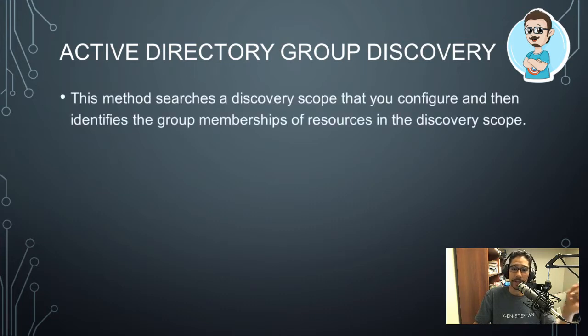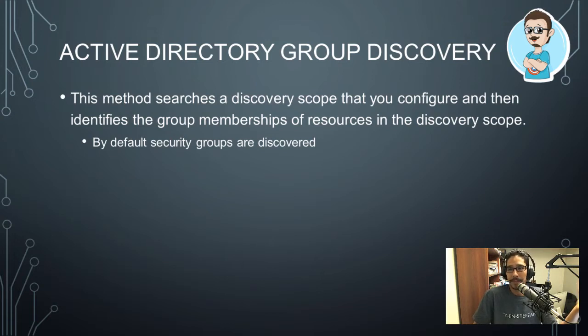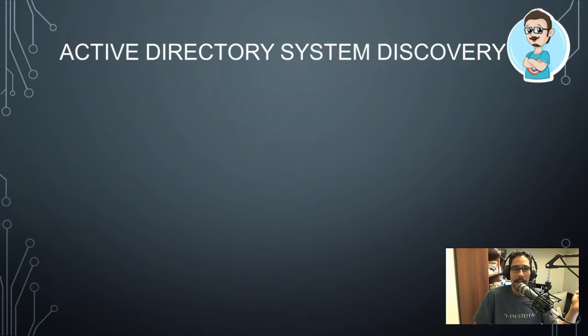Now, this method searches the discovery scope that you configure and then identifies the group memberships of resources in the discovery scope. By default, it grabs security groups that are discovered. Okay, it's pretty simple. Group discovery is super simple. It just goes inside your Active Directory and grabs groups, right?